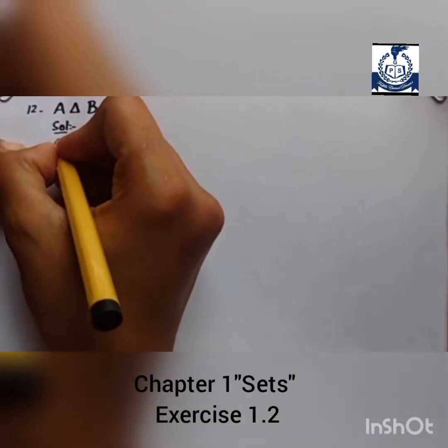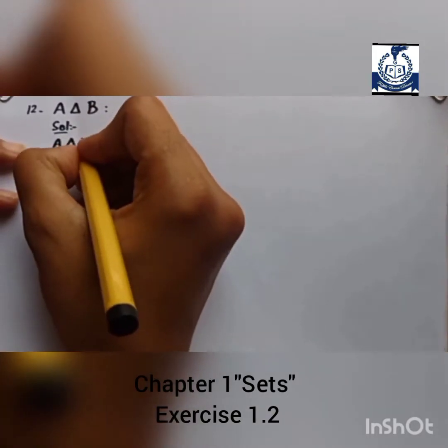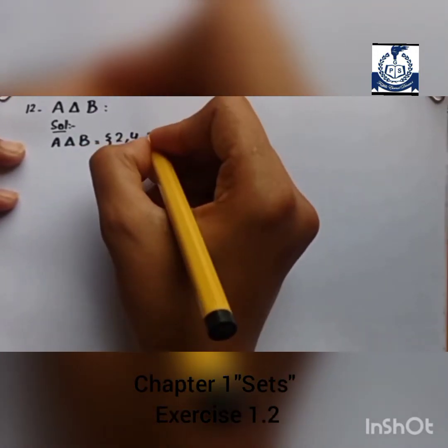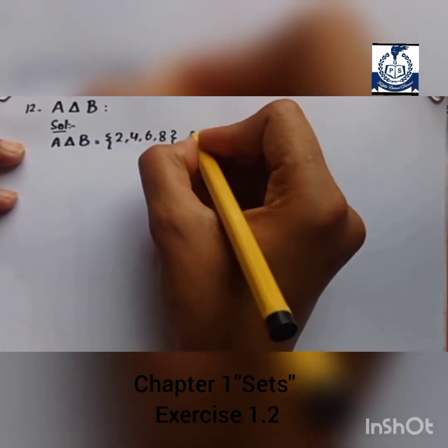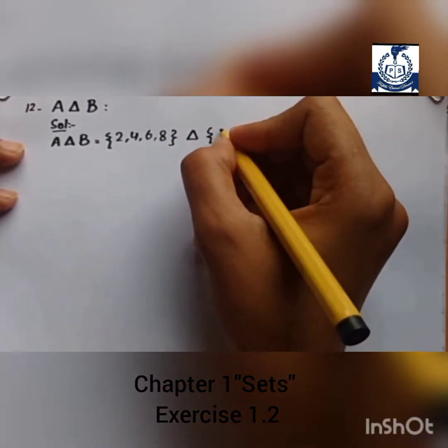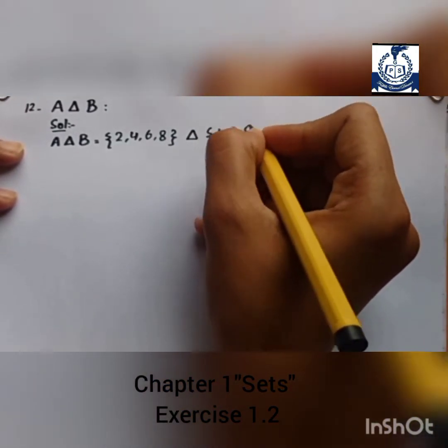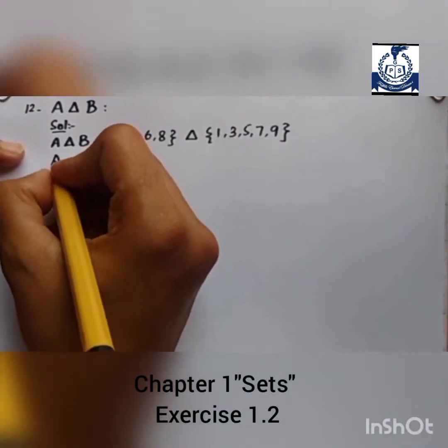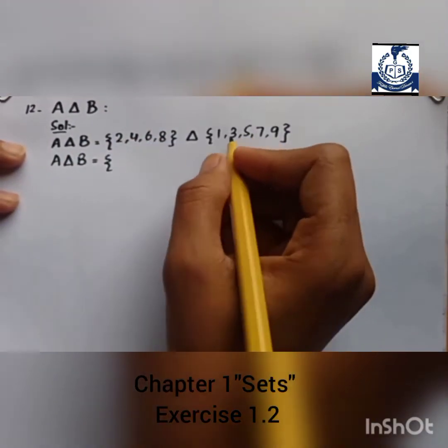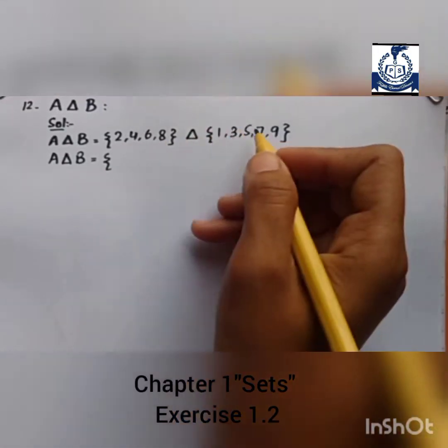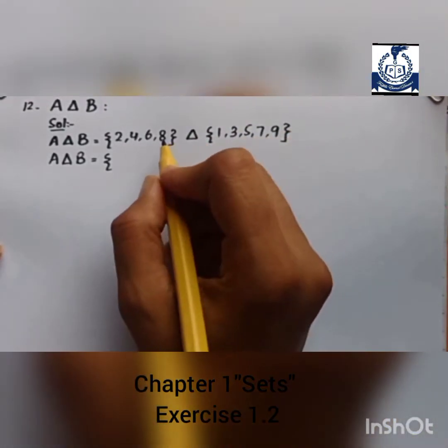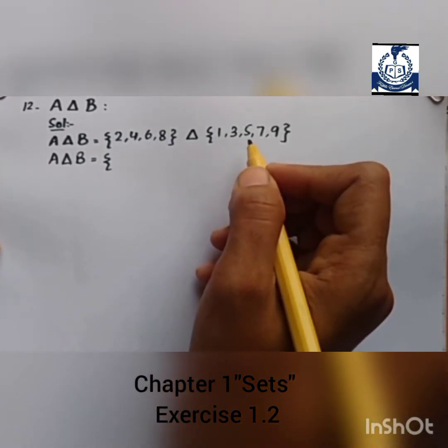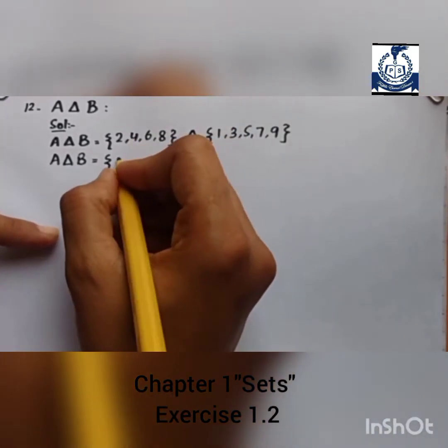Solution. A delta B is equal to, in a place of A, we write the elements of set A: 2, 4, 6, 8, delta. In a place of B, we write the elements of set B: 1, 3, 5, 7, 9. We have delta between A and B. In delta, we skip the common element and we write the different remaining elements. So in both set A and B, there is no common element.